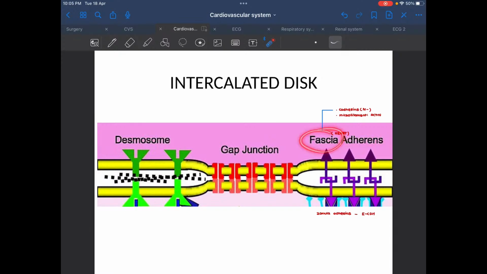Why am I calling it the fascia adherens and not your adherens junction? Fascia adherens is very specific for your heart. Okay, so you will not have this term thrown around regularly. It's only in cardiovascular physiology that you see something known as fascia adherens. So it's only present in the heart. Okay, and what is it composed of? It's mainly composed of cadherin again.